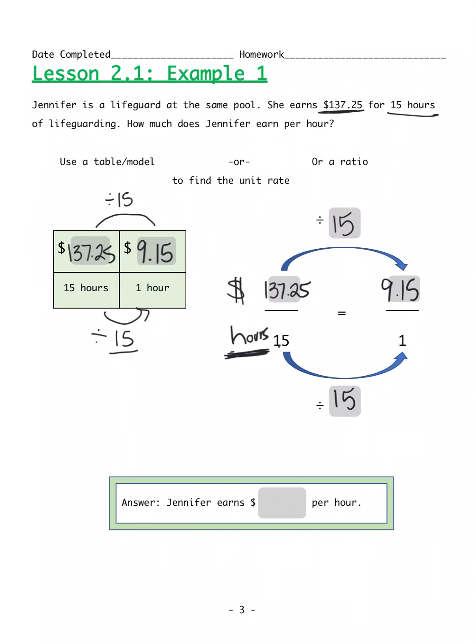So you can do it as a ratio or you can do it as a table, and you'll still find your unit rate of $9.15 per 1 hour. So Jennifer earns $9.15 an hour. Now let's go on into example 2.